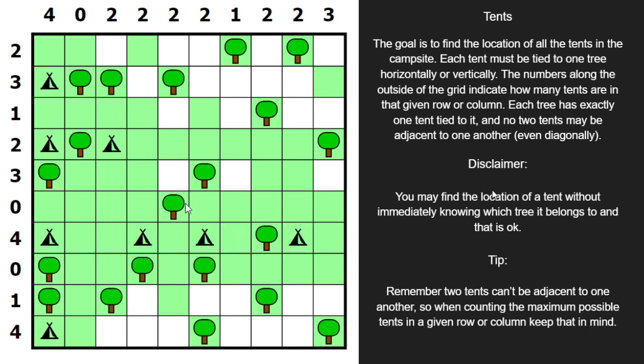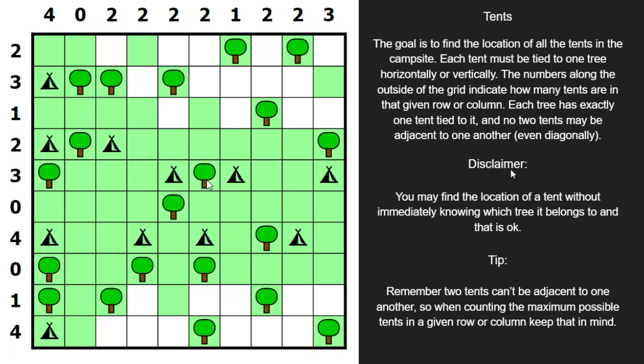Now this tree is constrained. There's only one open space for the tent, must be there. And in fact, this 3, all of these open spaces must be tents. Now sometimes when you're doing these tent puzzles, you may find the location of a tent but don't know which tree it belongs to, and that's okay.